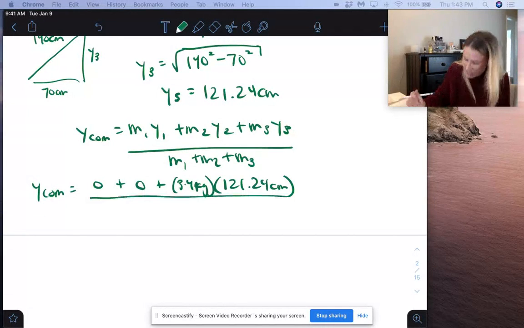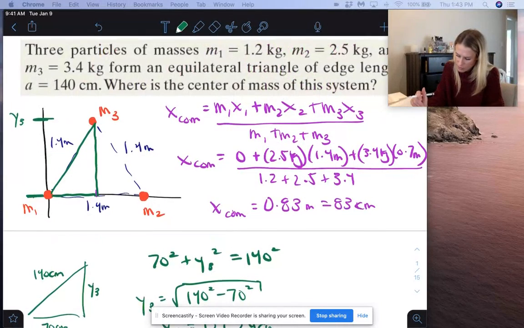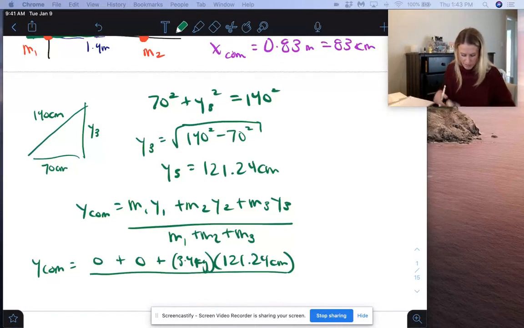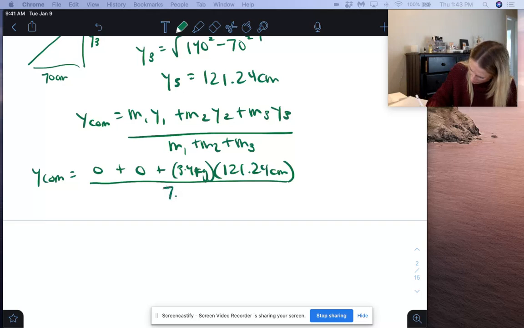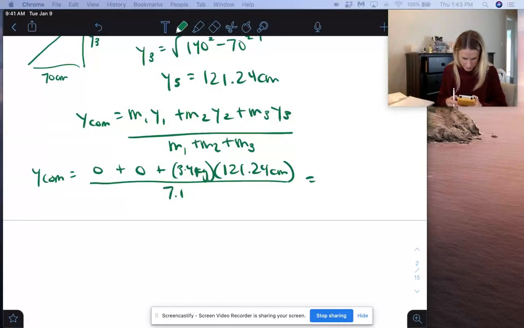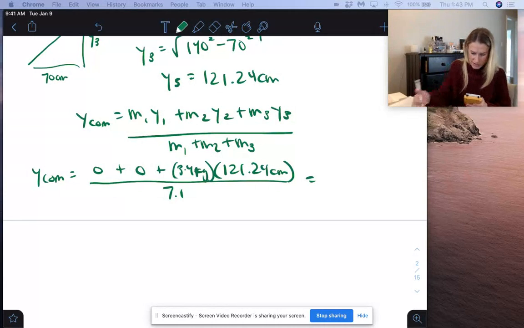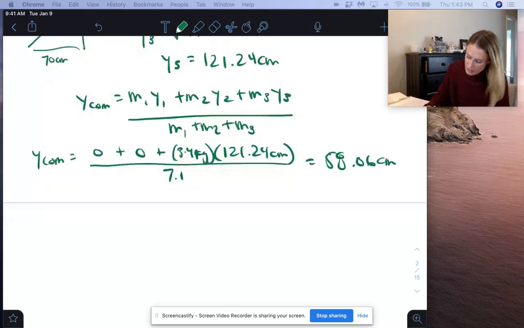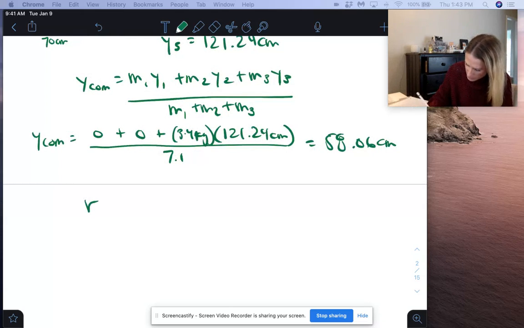And then divided by the total mass, which was 1.2 plus 2.5 plus 3.4. Let's just do that. 1.2 plus 2.5 plus 3.4 is 7.1. So we'll divide that by 7.1. And we end up getting 58.06 centimeters for that.